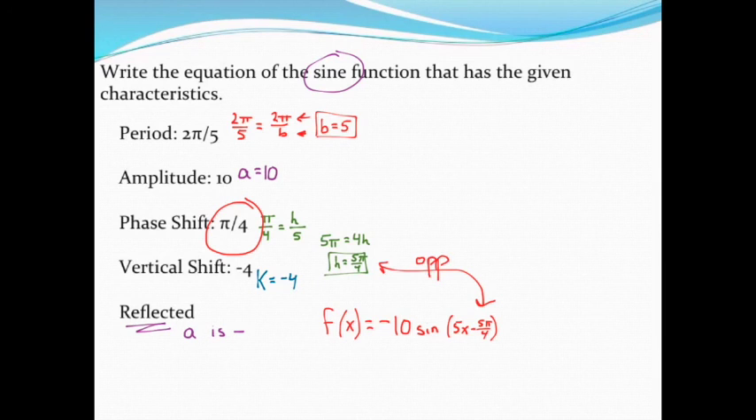And then finally, to indicate how my graph has been shifted vertically, I need that k value. So I'll finish with a -4.